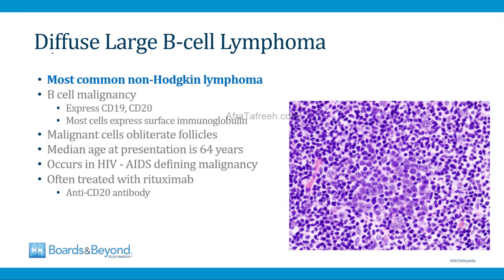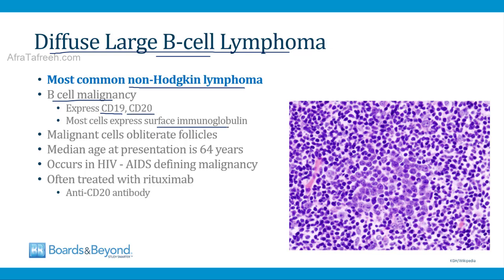Okay, our first form of non-Hodgkin lymphoma that we'll discuss is called diffuse large B-cell lymphoma, and this is the most common type of non-Hodgkin lymphoma. It's one of the aggressive forms of B-cell lymphoma that we talked about a few slides ago. It typically displays rapid growth. It has the word B-cell in its name because it's a B-cell malignancy. The malignant cells in this lymphoma express B-cell markers like CD19 and CD20. Most of the cells also express surface immunoglobulin.